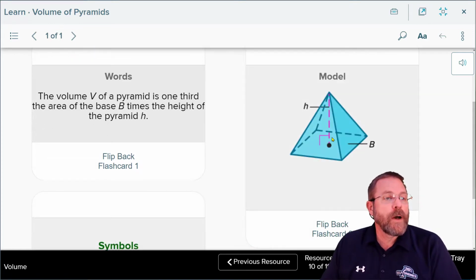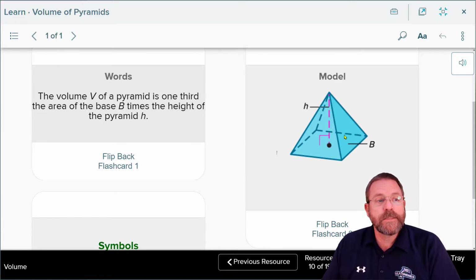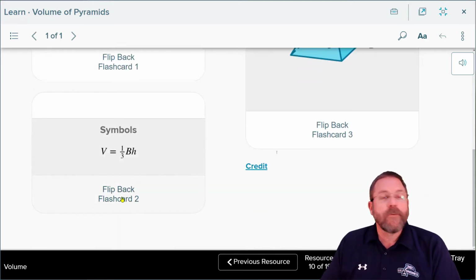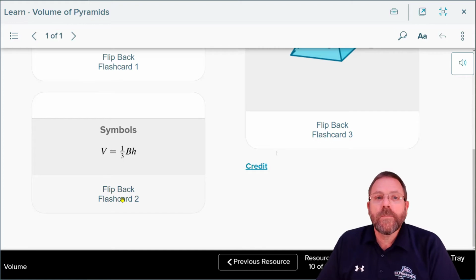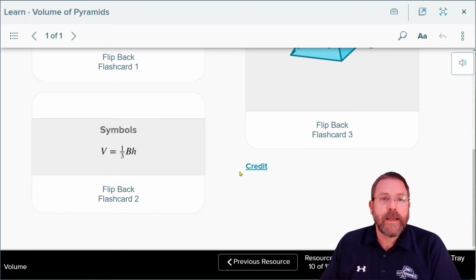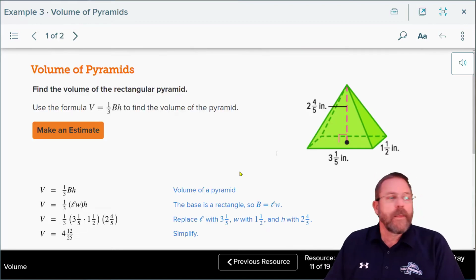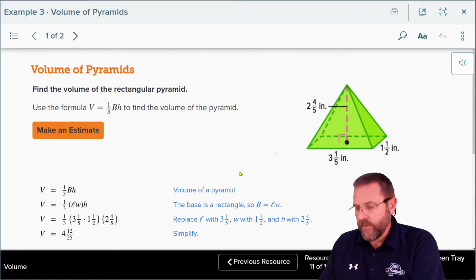If we look at a model, you can see the height is the distance from the top all the way down, perpendicular to the base, and the base, capital B, is the area of the bottom. The formula is volume equals 1/3 times the base area times the height. And that gives us example 3 for this problem.